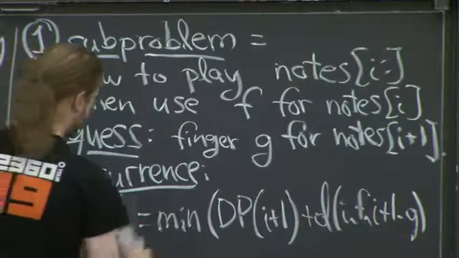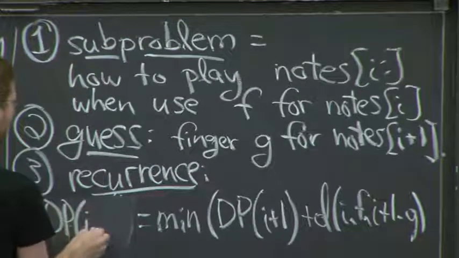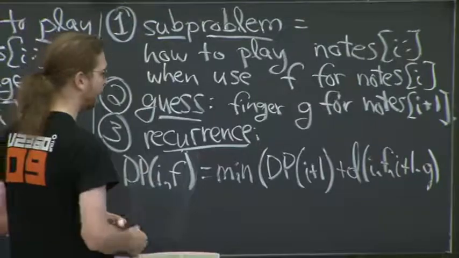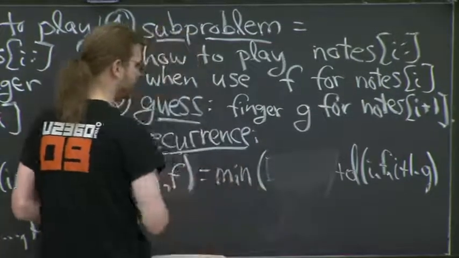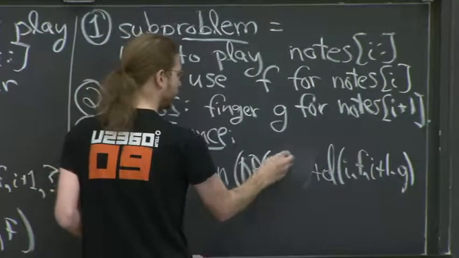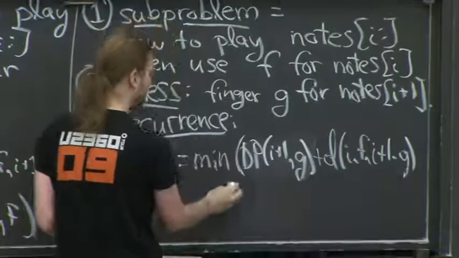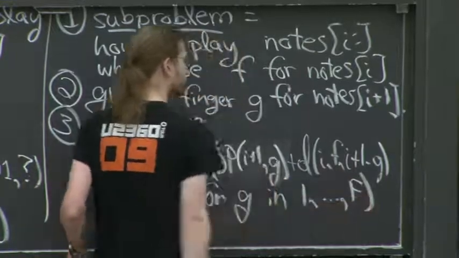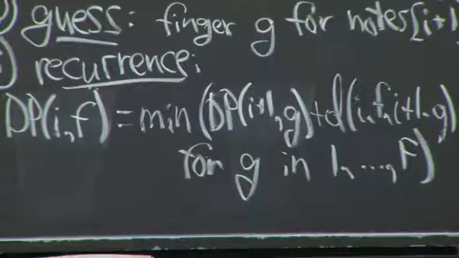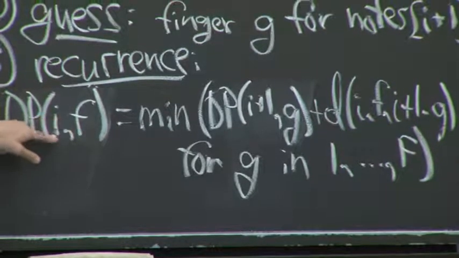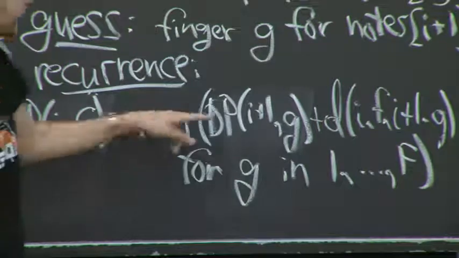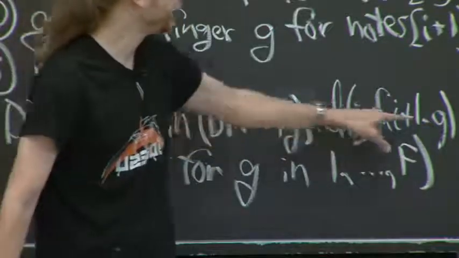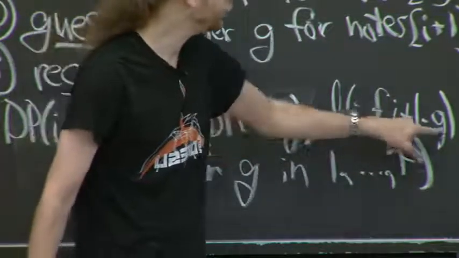It's a copy-paste error. This should really be dp of i comma f, because now a subproblem consists of 2 things: which suffix am I in, and what's my finger for note i? And so when I call dp, I also have to provide 2 arguments. It's going to be dp of i plus 1, comma g. And then I'm looping over g, trying all possibilities for g. And that's the recurrence. So, starting with finger f on note i, how do I solve the suffix from i? Well, what finger am I going to use for the very next note? Then I have to pay this transition cost for f on i to g on i plus 1.